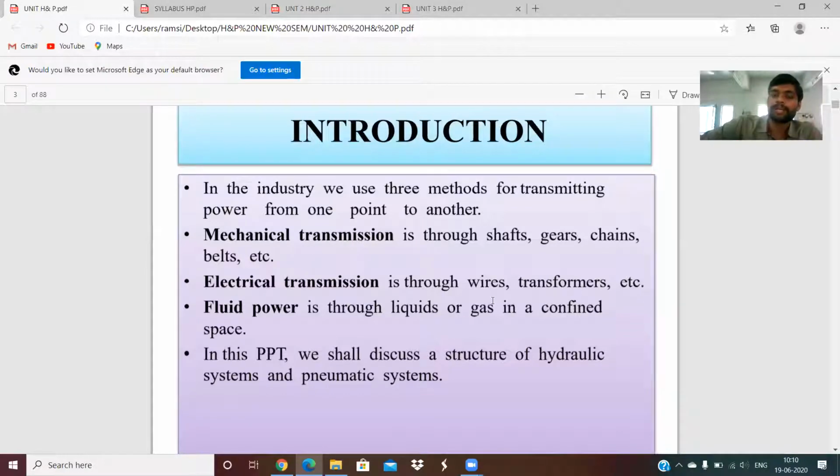But here, in hydraulic and pneumatic systems, we are using fluid or gas as a medium to transfer the power from one place to another. Then how are you going to transmit mechanical force from one place to another by drawing the proper hydraulic system and pneumatic system? How to draw these hydraulic and pneumatic systems, I will show you as we proceed in this class.